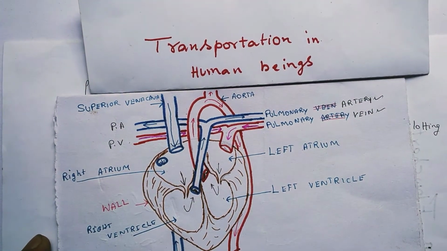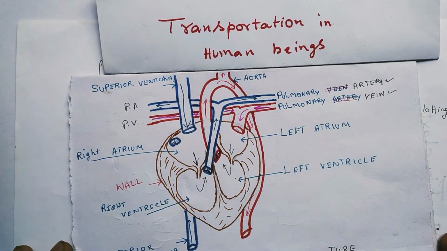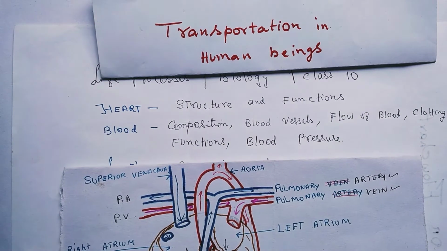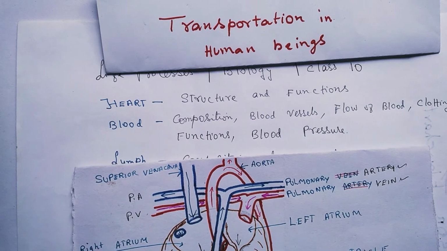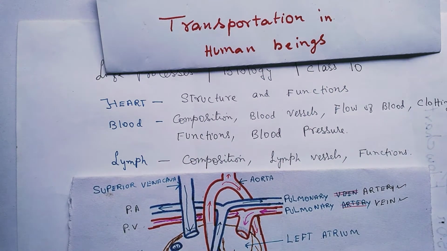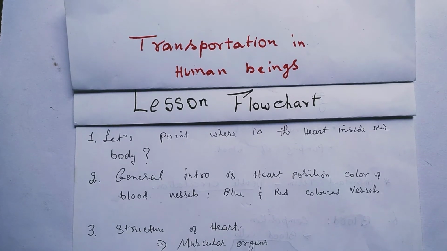In this topic, transportation in human beings, we will study in more detail the heart, blood, and limbs. To help you follow the lesson and understand it properly, I will go exactly according to these flowcharts. So point by point, we will study and explain on the basis of this flowchart, so that you can go along with my explanation and understand deeper.